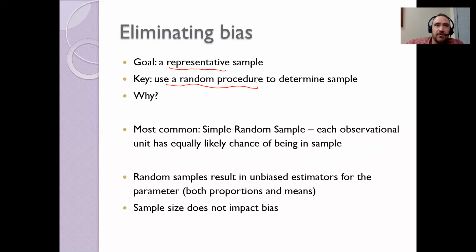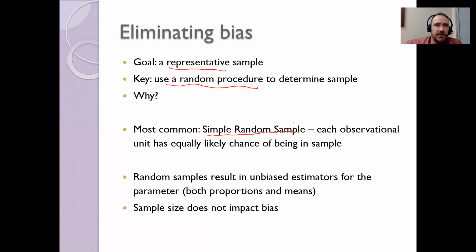Why do we feel like that? Well, if our process is random, then it should take everybody from the population and give them some kind of chance to get into our sample. The most common and simplest approach to this is called a simple random sample. A simple random sample just means that every observational unit, every individual, has an equally likely chance of being in your sample. So if we're talking about Maryville College students, then we would want every student at Maryville College to be equally likely to end up in our sample, and that would be a simple random sample.